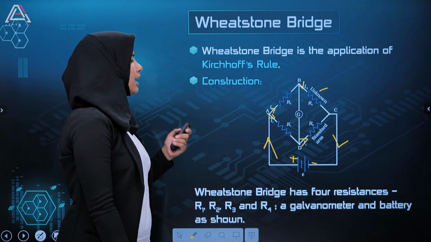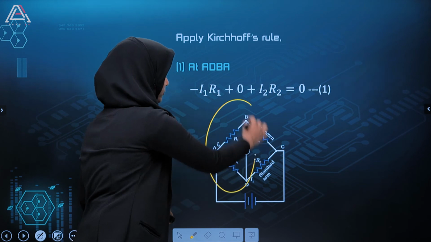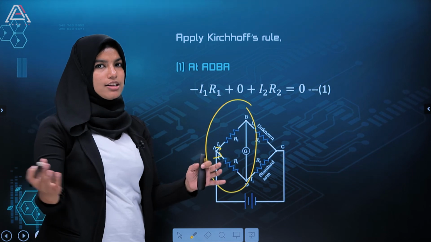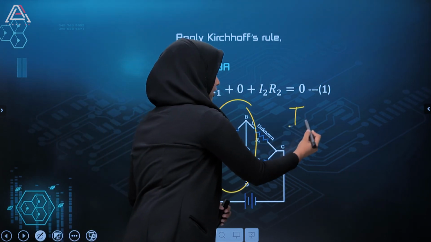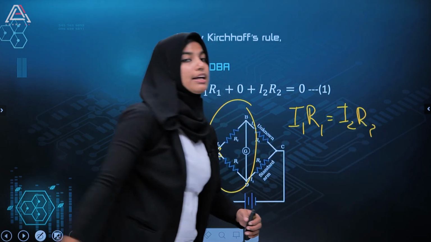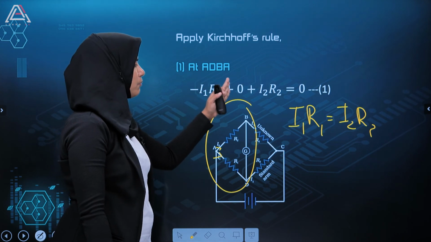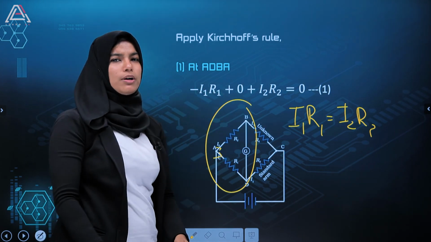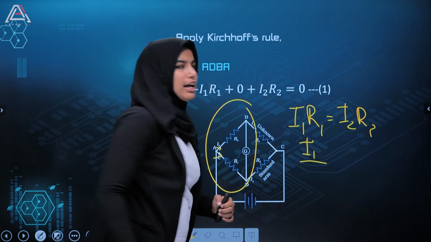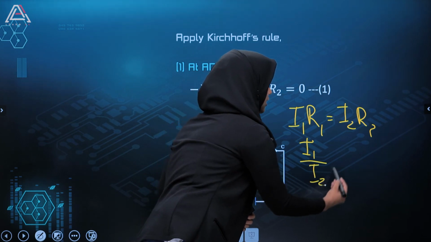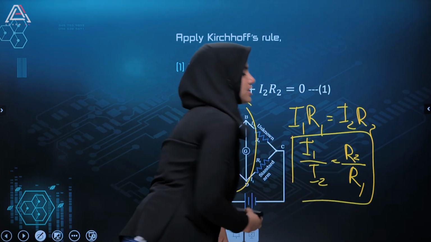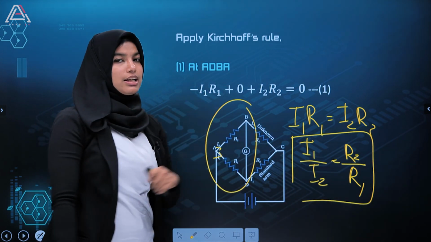Now, I am going to apply Kirchhoff's rule in the first loop. Here you can see the directions of the currents I1 and I2 are different. So I can write I1 into R1 is equal to I2 into R2, or applying the loop rule, I can write minus I1 R1 plus 0 plus I2 R2 is equal to 0. From this equation I get I1 by I2 is equal to R2 by R1. So this is the first equation obtained from this loop.